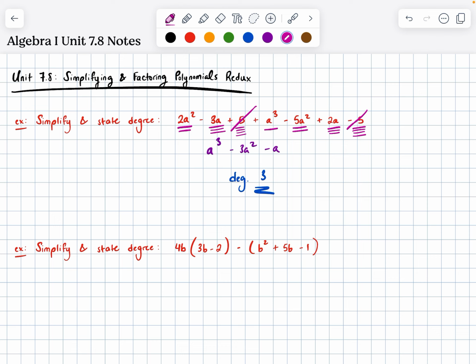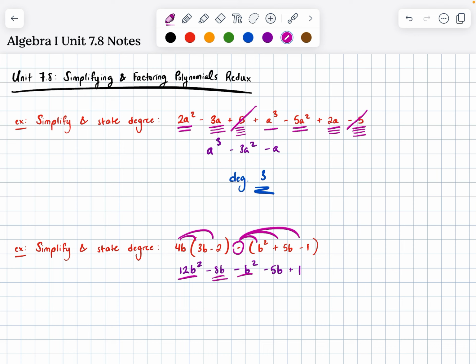For my second one, I've got 2 instances of the distributive property. So I'm going to take that 4b and that minus sign in the second group, right, and distribute to each of my terms. Well, 4b times 3b, 4 times 3 gets me 12, b times b gets me b squared. 4b times negative 2 gets me negative 8b. Now distributing my negative, that's the same as just flipping each of my signs. So b squared becomes negative b squared, 5b becomes negative 5b, and negative 1 becomes positive 1.